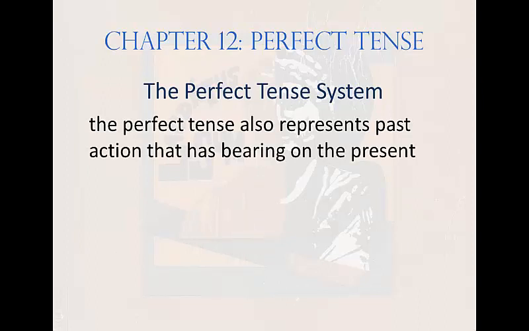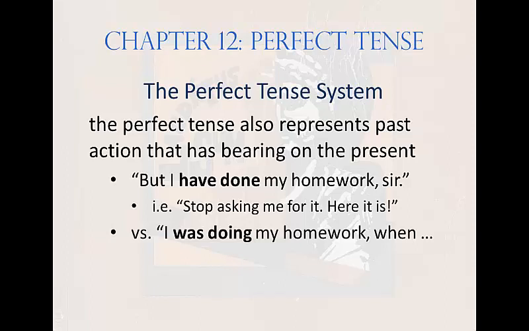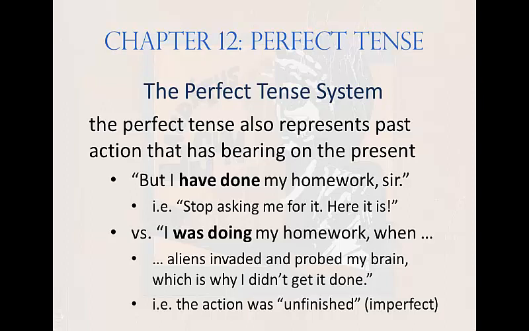The perfect tense also has another important connotation. It often represents past action that has immediate bearing on the present. For instance, "But I have done my homework, sir," which is student code for stop asking me for it, here it is, versus "Well, I was doing my homework when aliens invaded and probed my brain," which is why I didn't get it done. Was doing represents action that was unfinished in the past, and a perfect example of an imperfect excuse.